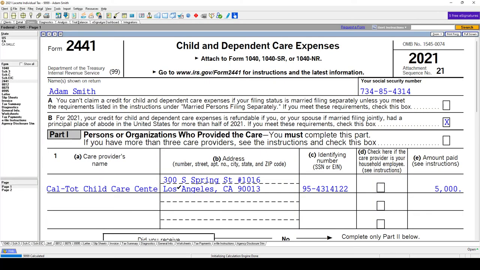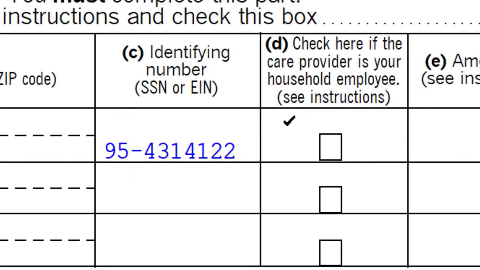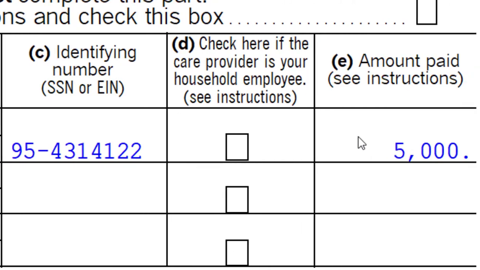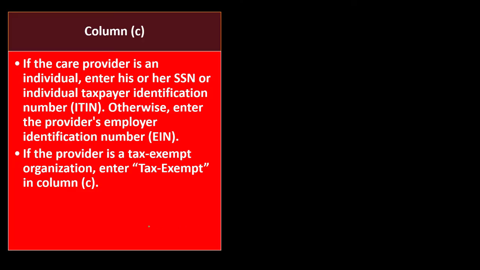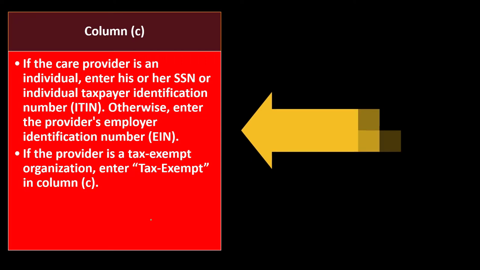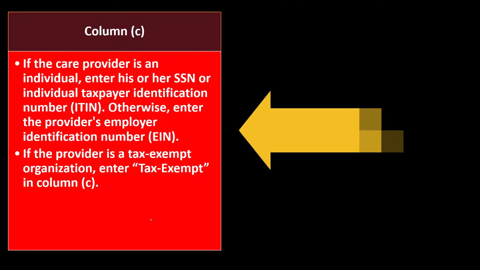So we're looking here for the care provider, the address, identification number, and if you hired them, or check here if the provider is your household employee, and then the amount paid is what we're looking for. All right, so then column C: if the care provider is an individual, enter his or her social security number. So if it's just a person, they don't have an EIN, then this is the SSN, social security number, or individual taxpayer identification number, the ITIN. Otherwise, enter the provider's employer identification number.